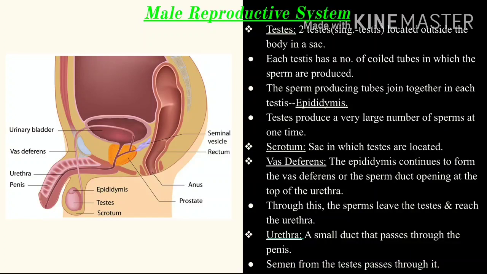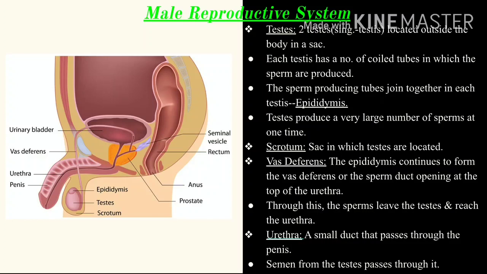Once again, just see, there are two testes. Each testis has a number of coiled tubes in which sperms are produced. Sperm producing tubes join together in each testis, called the epididymis. The testis produces a very large number of sperm at one time. The scrotum is the sac in which the testes are located. Sometimes the question may be asked about the location of the testis: the testes are present inside the scrotum, a sac-like body.